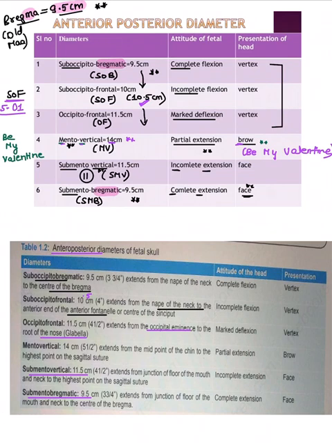Now coming on to the face that is complete and incomplete extension, guys. So suboccipitobregmatic is 9.5, and the other one, that is the incomplete extension, is submentovertical. Vertical means a straight vertical line, and submento means a part of it, that is 11.5. Two straight lines will make vertical, and mento a part of it, that is 0.5, guys.